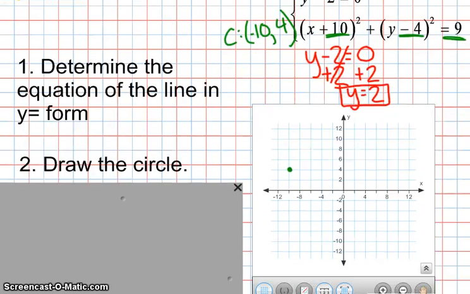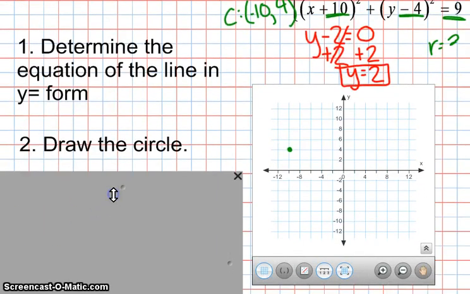Okay, the next thing we need to do is draw our circle. So remember, for our center, we take the opposites of what's in here. So we have negative 10 and 4, plot our center. And then we take the square root of what's on the end for our radius, which is 3. So we went 3 each direction, plotted our points, and we drew our circle.